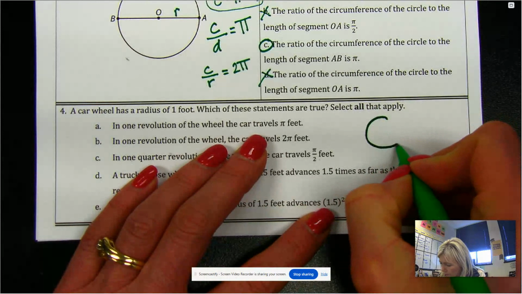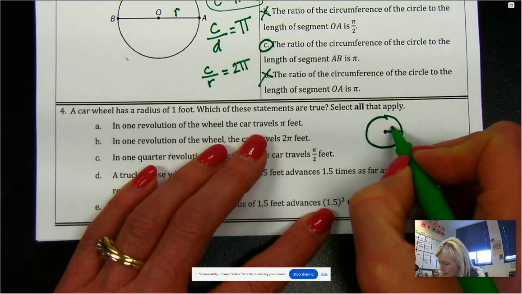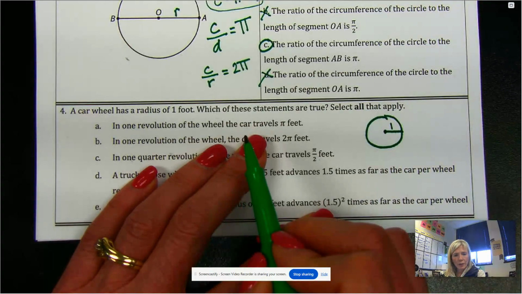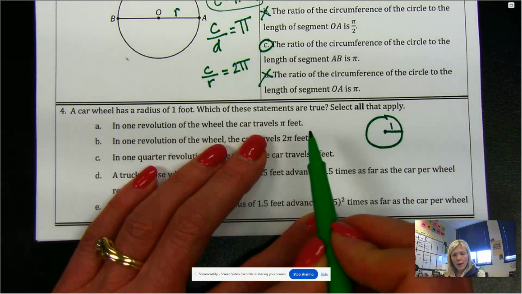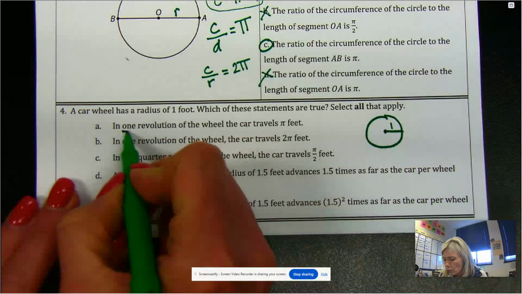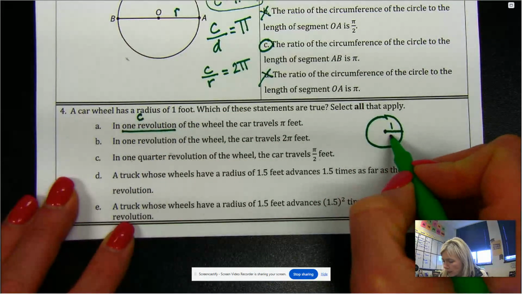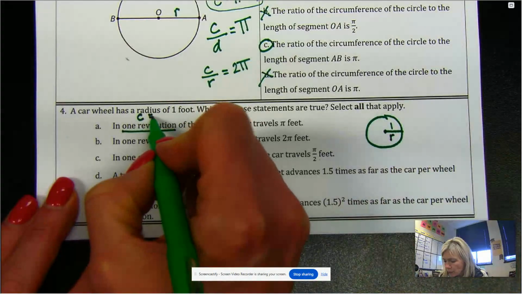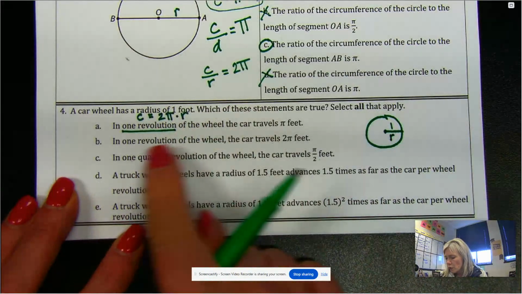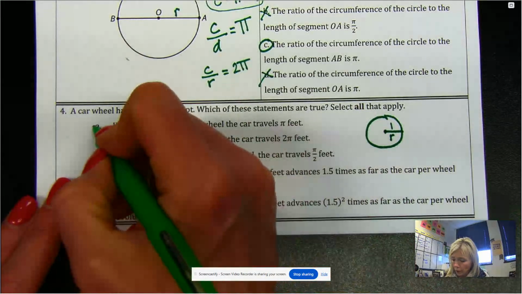I'm going to draw that. That's a pretty good circle. The radius from the center to the edge is 1 foot. Okay, in one revolution of the wheel, the car travels pi feet. So one revolution would again be the circumference. Now, this is a radius, so circumference is equal to 2 pi times the radius. So 2 pi times 1 is 2 pi, not pi, so not A.